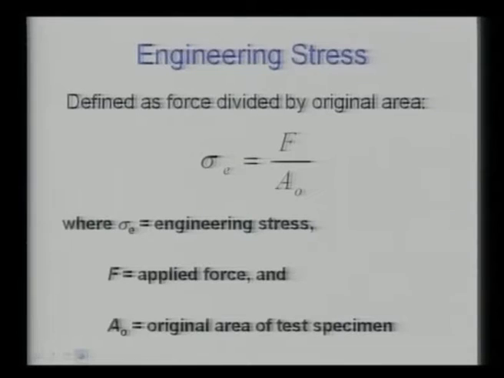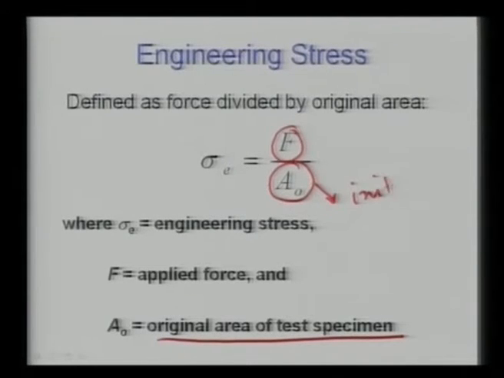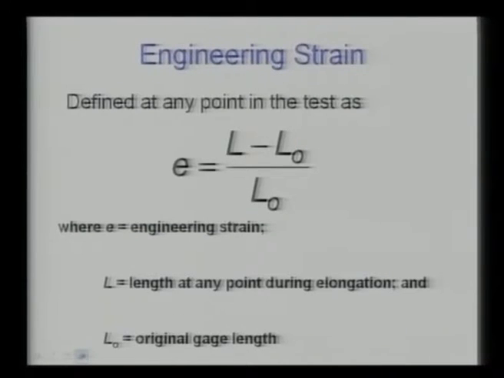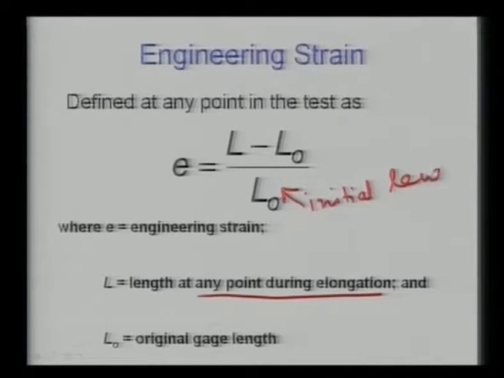Now first understand what is called engineering stress. Engineering stress simply means the force divided by the initial or original area of the test specimen. So this is the original cross sectional area, the initial cross sectional area of the test specimen, and this is a simplistic definition of engineering stress. Similarly, engineering strain means the length at any point during elongation minus the original or initial length, divided by the initial length. So that is the length increment divided by the initial length, which is defined as the engineering strain.